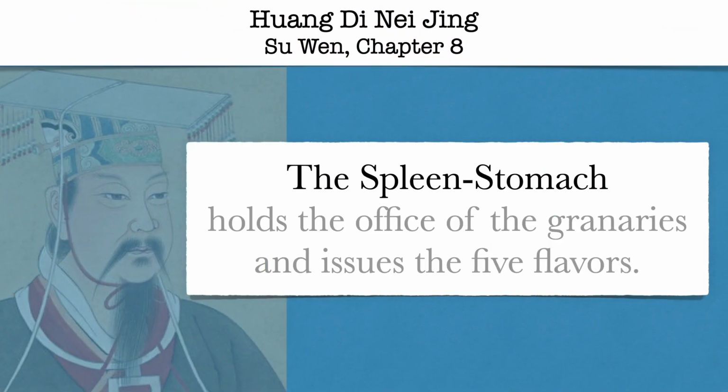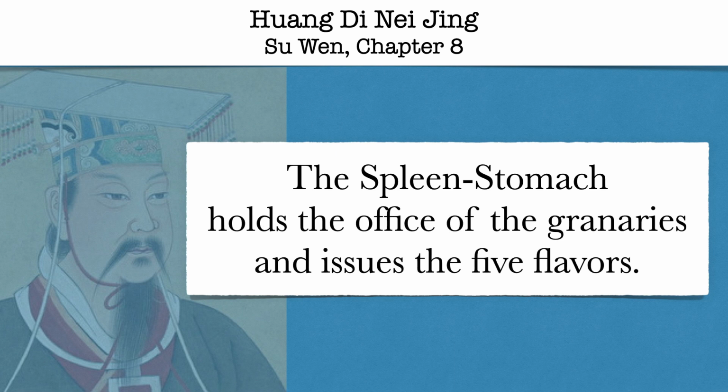So a convenient place to start is Chapter 8 of the Su Wen. This is the chapter in the Neijing where each organ is given a government office and a related function. So this is where we say the heart is the emperor and is the issuer of spirit clarity. The lung is the prime minister in charge of management and regulation. And the liver is the general in charge of strategy and planning. Well, here, Chapter 8 says the spleen stomach holds the office of the granaries and issues the 5 flavors.